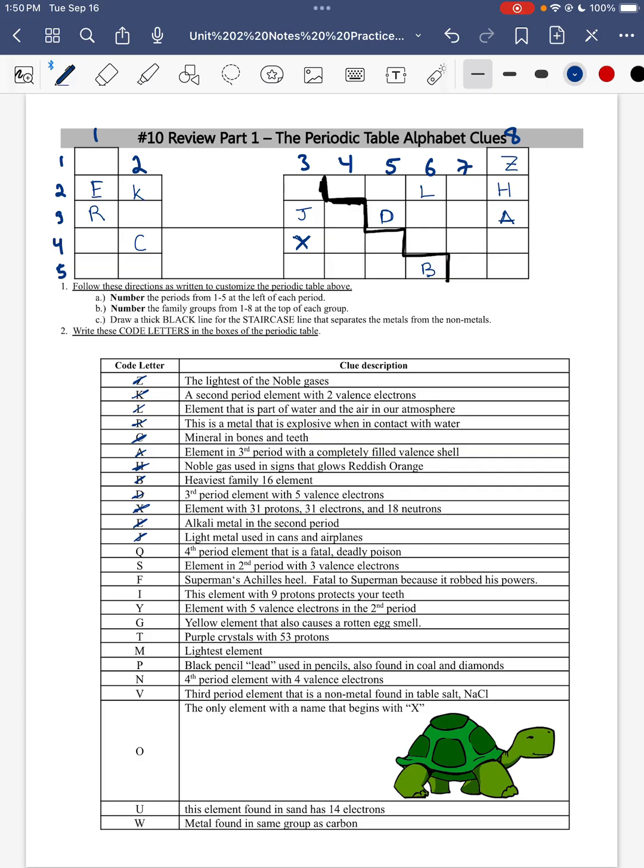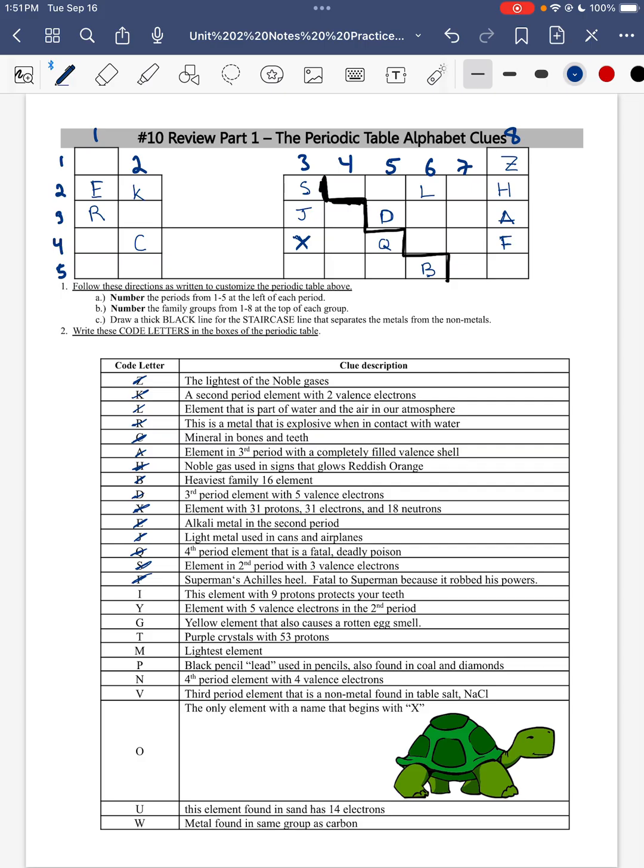A fourth period element that is a fatal deadly poison. That's going to be arsenic, which is a fatal deadly poison. So I'll throw Q right there. S, an element in the second period with 3 valence electrons. So second period, 3 valence electrons. We put that right there. Superman's Achilles heel, fatal to Superman because it robbed his powers. That's going to be krypton, kryptonite. So we'll put the F where that exists.